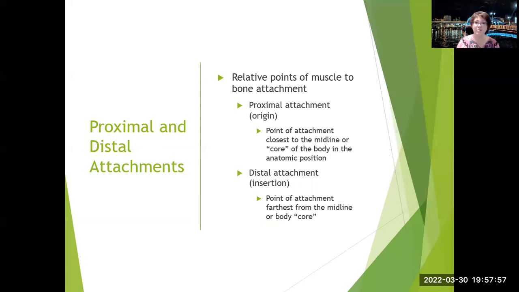The distal attachment is called the insertion. It's the point of attachment farthest from the midline or the core. So with a normal concentric contraction, the insertion moves towards the origin, when the core of the body is the most stable portion. We'll also talk about a reversal of muscle action, where the origin moves towards the insertion, and why that happens.